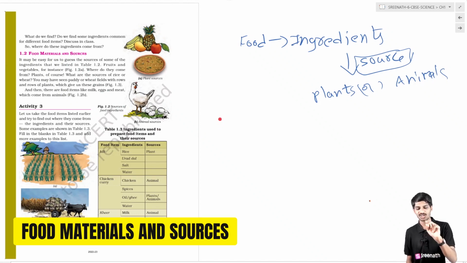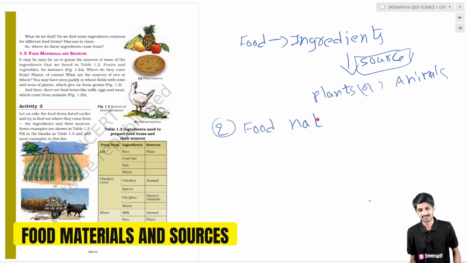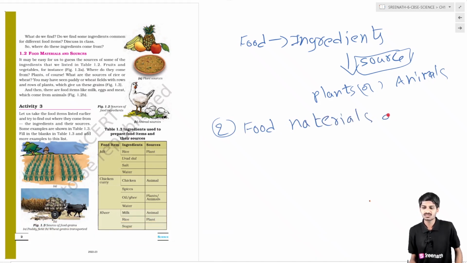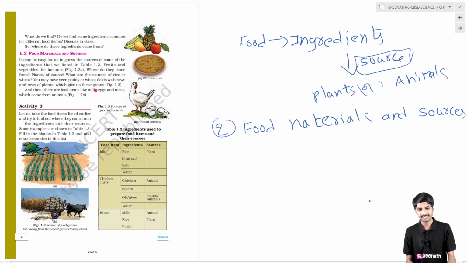We are going to the second topic, that is food materials and sources. Food materials is nothing but the ingredients and their sources. Where are these ingredients coming from? If you look at this image, it shows banana, mango, apple, pineapple. All these are fruits, and all of them come from plants. Okay, this is dal, which also comes from plants.